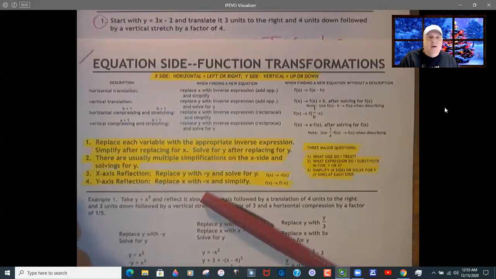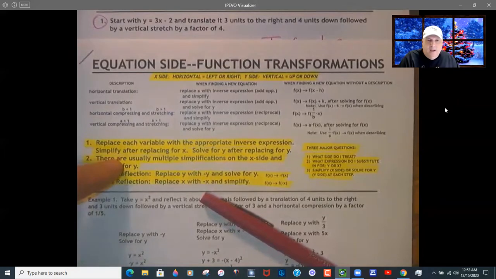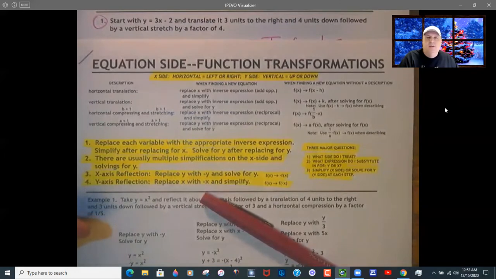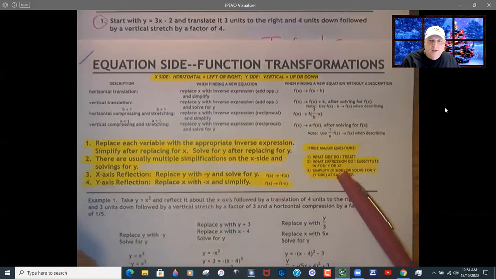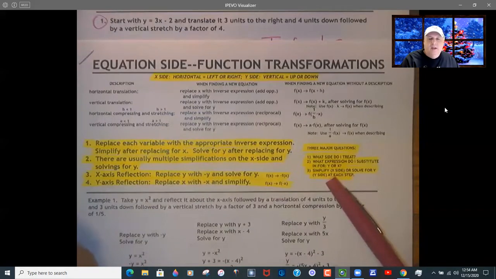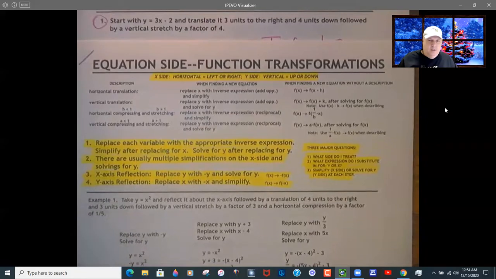The other two is just the graphing side of this, which is the exact same approach. You just have the graphs given. And then practice with the algebra, which you can do with function statements. Okay, so read this over. The major questions here: what side do I treat? What expression do I substitute in for y or x? And then simplifying on the x side or solving on the y side, depending upon what you substitute in for.